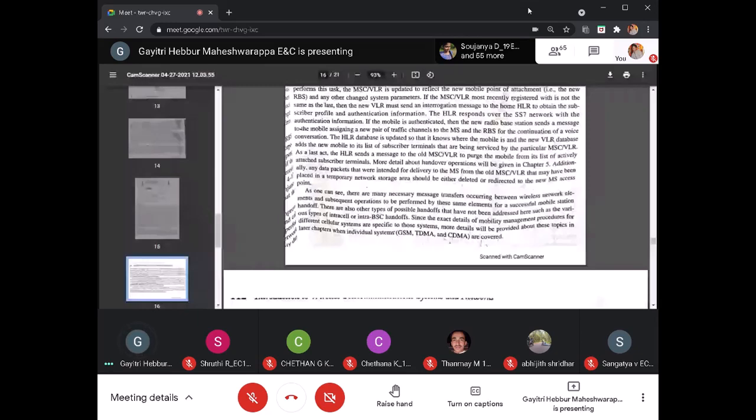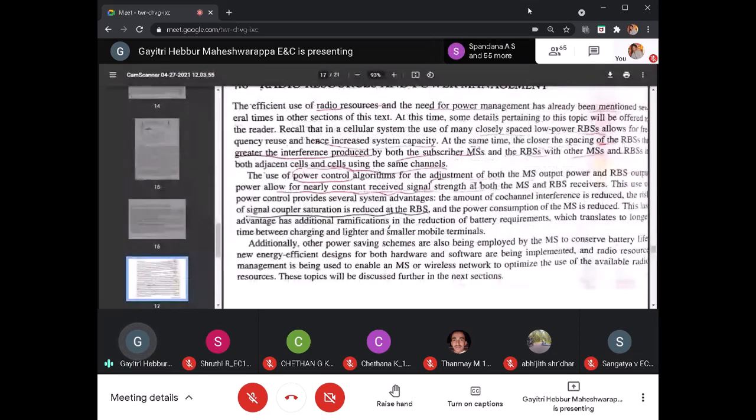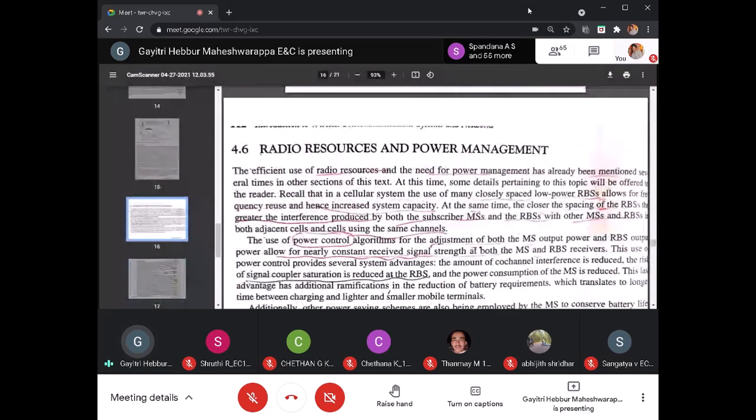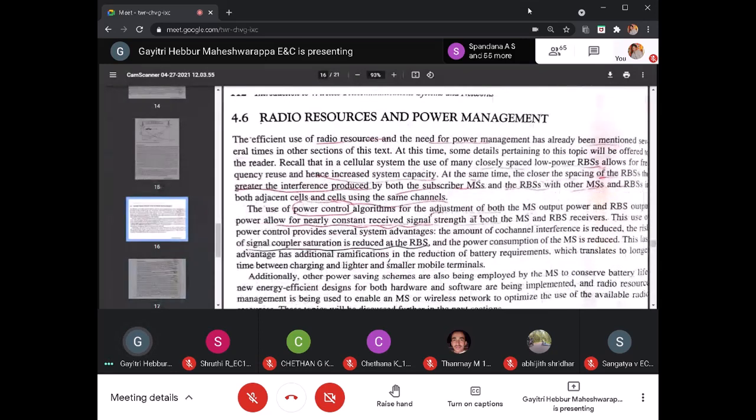Next is radio resource and power management. We have completed location management, or we can say mobility management, and then we move on to radio resource and power management. The efficient use of radio resources and the need for power management has already been mentioned several times. Some details pertaining to this topic will be offered to the reader. Recall that in a cellular system, the use of many closely spaced low power radio base stations allows for frequency reuse and hence increased system capacity.